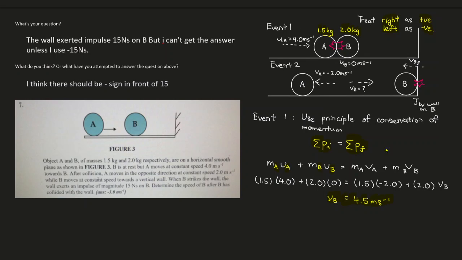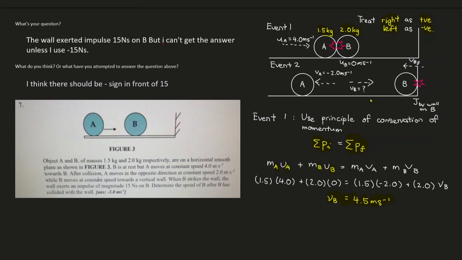So as you can see here, the answer that we get is positive. That means VB is going to the right, which is correct. And you notice carefully, VA here is negative, just like what I wrote up here. So we know that the velocity of the ball moving to the wall should be 4.5 meters per second.